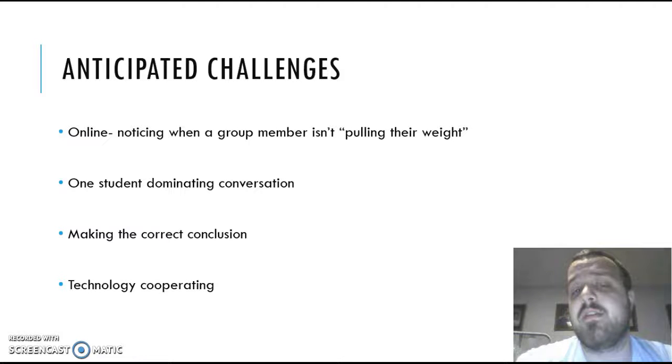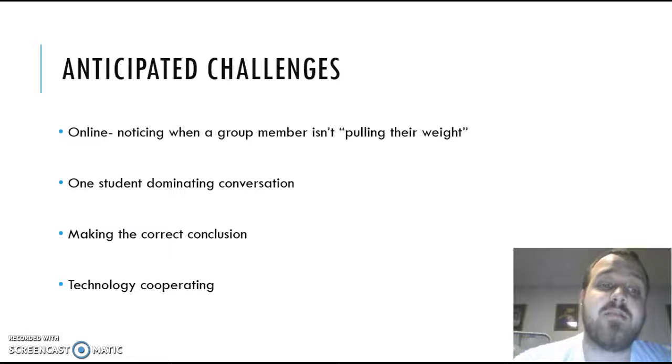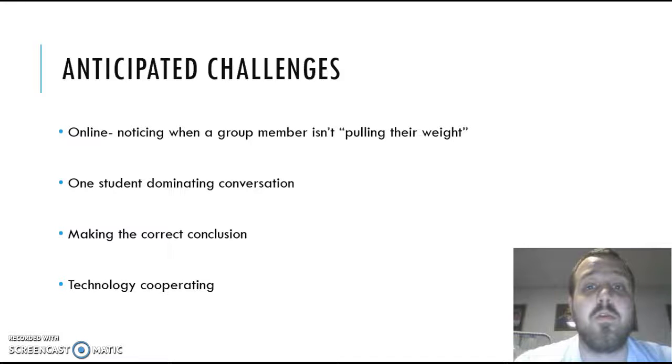Some students will just overstep those boundaries sometimes, and I can see the difficulty, again, splitting in different chat rooms and doing a collaborative piece. It might be really hard to notice that that's going on in an online environment. Also, just having students make the correct conclusion in those groups. Obviously, group discussion is awesome, but if the whole group is going off the wrong path, then it becomes almost self-destructive.